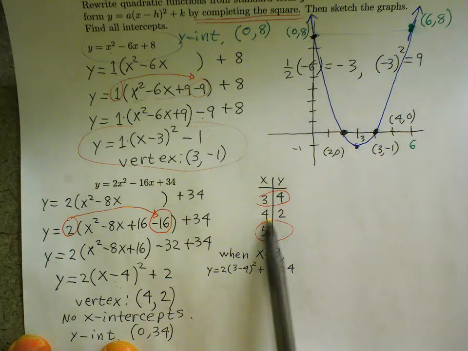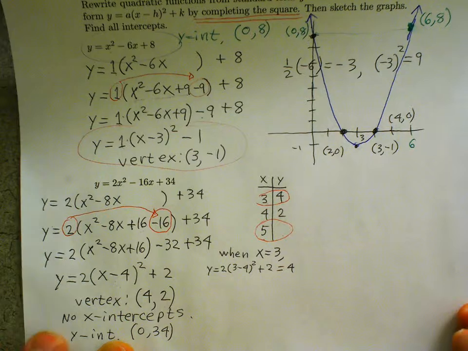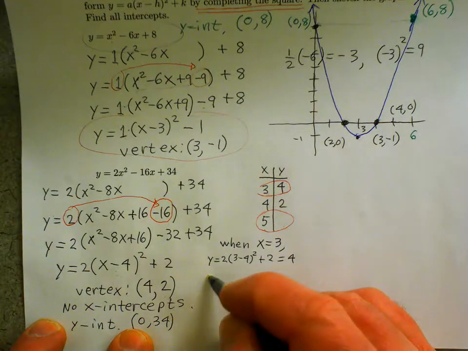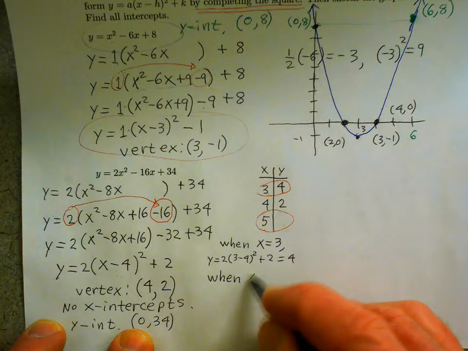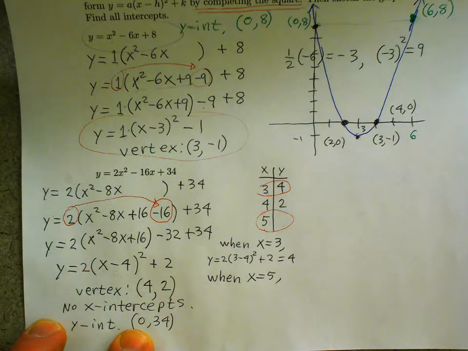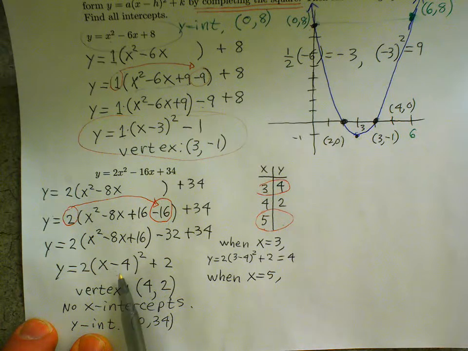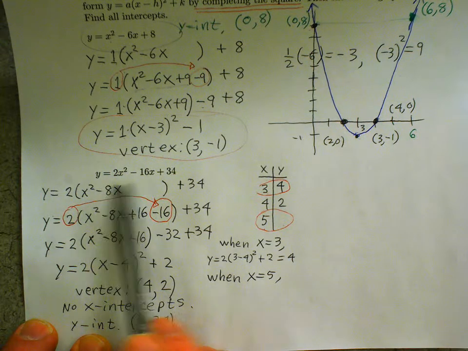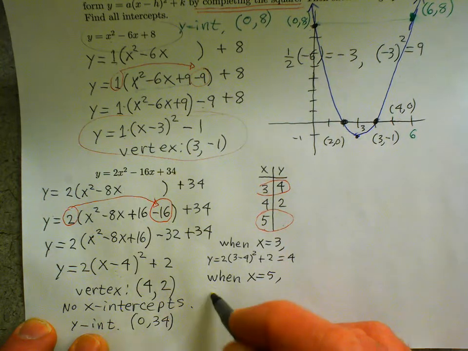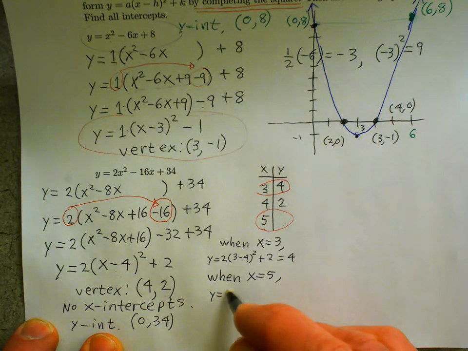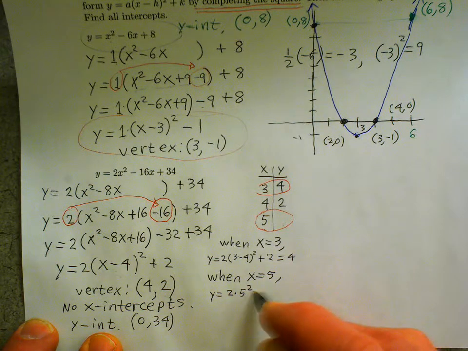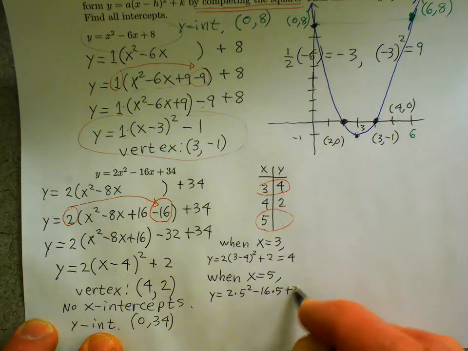By symmetry, we should be able to conclude that the y-coordinate that goes with 5 is also 4. Okay, but let's pretend like we don't know that. When x is 5, maybe we should use the standard form just for practice. When x is 5, use the standard form to find the y-coordinate. So we get y equals 2 times 5 to the second minus 16 times 5 plus 34.